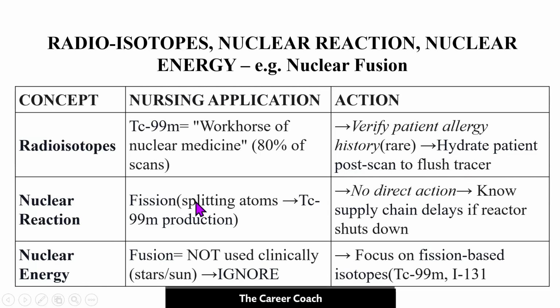Nuclear reaction. Nuclear reaction, for instance, fission, like we said, is the splitting of atoms. For instance, technetium-99m is produced by the process of fission.